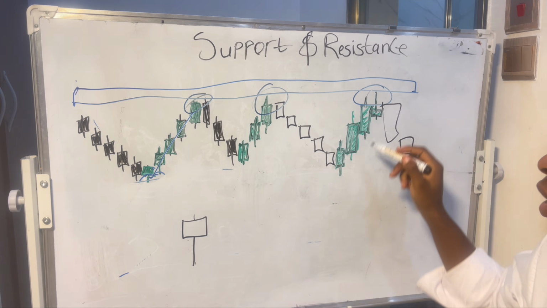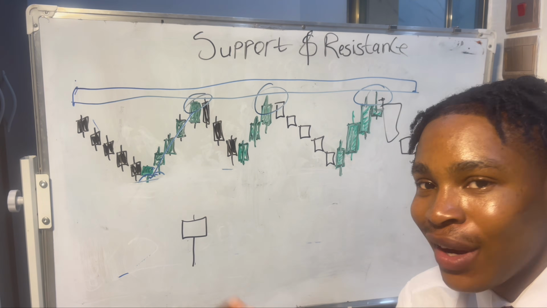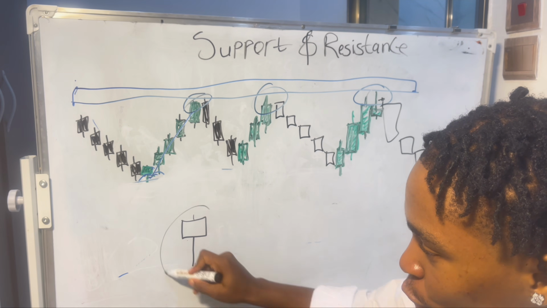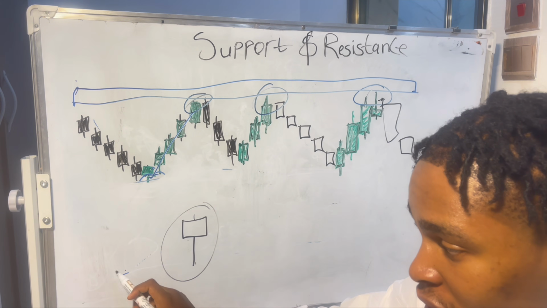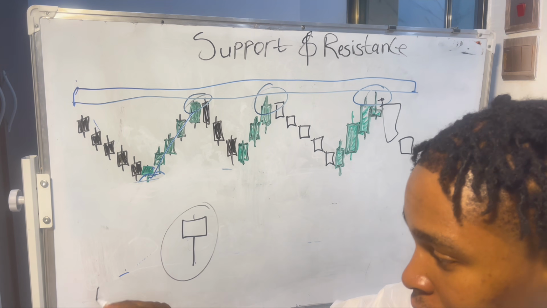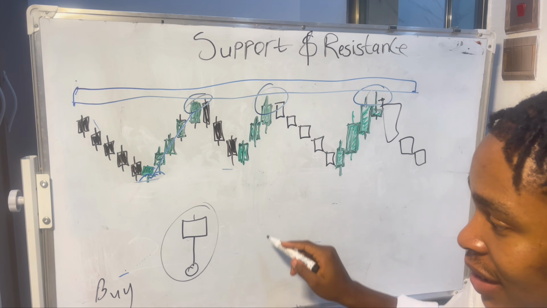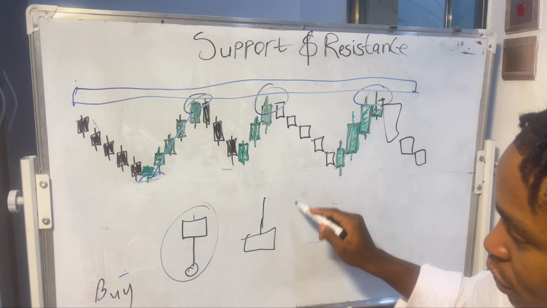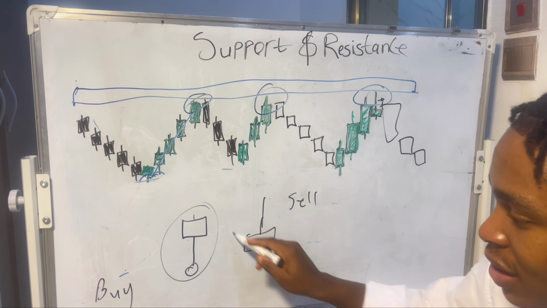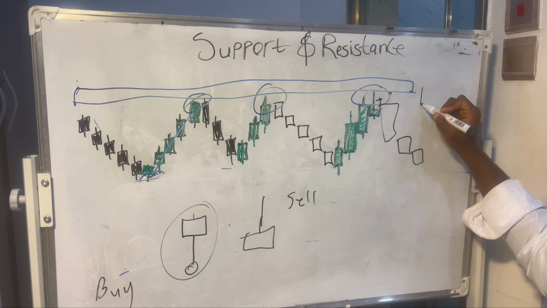Let's say, for example, the market comes here. Instead of entering, there's something that we wait for, and that something is called a wick rejection. Now, this one is a buying rejection, right? So it means that you should buy, right? Because the market is rejecting, and then there is the selling rejection, right? That means you should sell, right? So this is a confirmation. Once the market reaches this level, you wait for this thing.